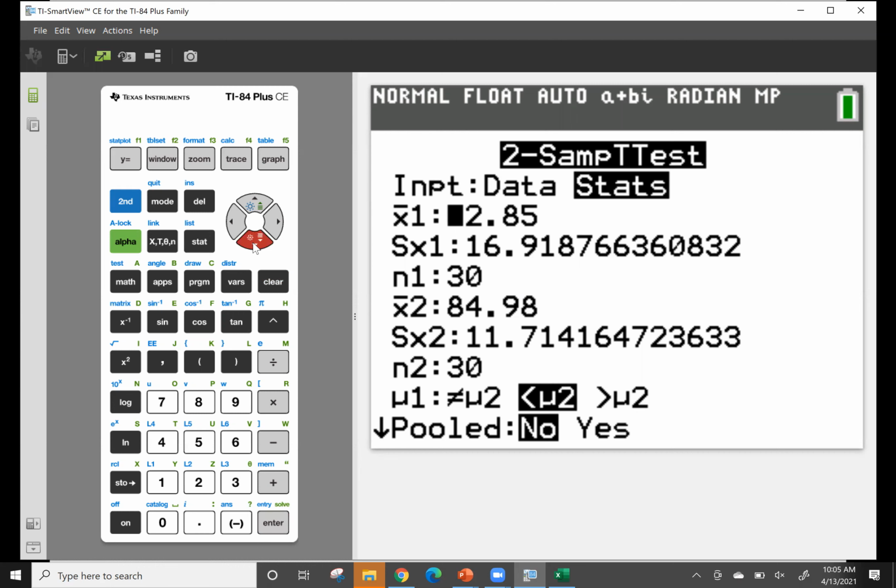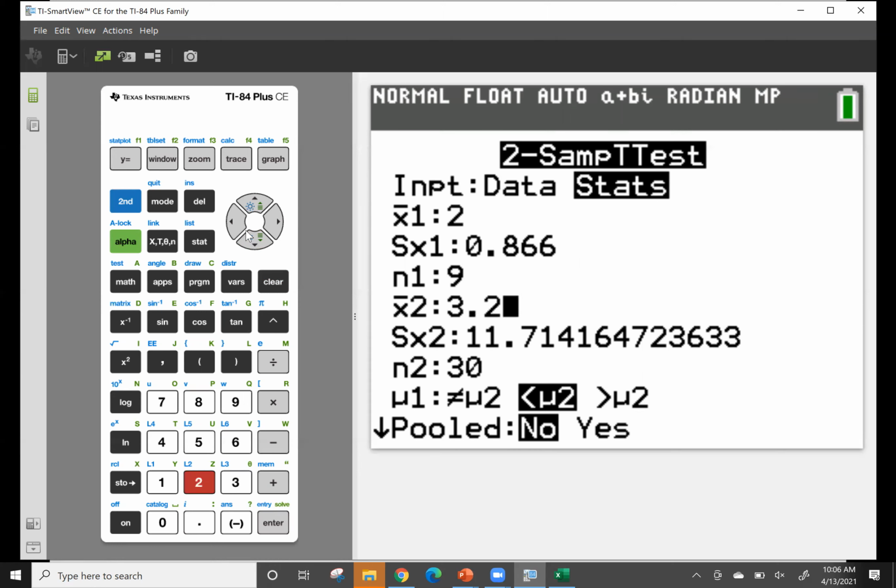Okay, so I'm going to let X1 be 2, the mean of the girls. And what was their standard deviation? 0.866. And how many did I have in that sample? Were there 9 in that sample? So there's the girls' information. So what was the boys' information? That it was 3.2 hours per day on average. Their standard deviation was 1. And did we sample 16 boys?